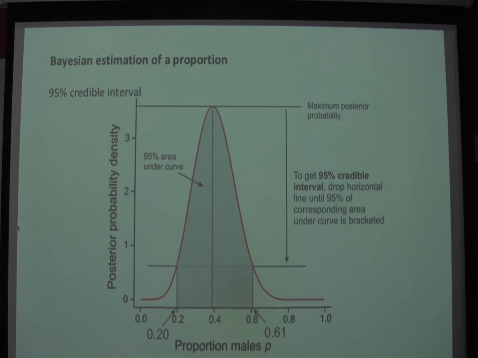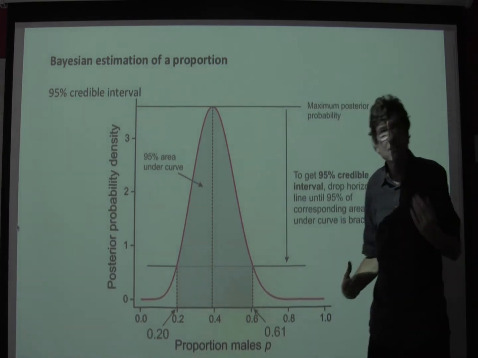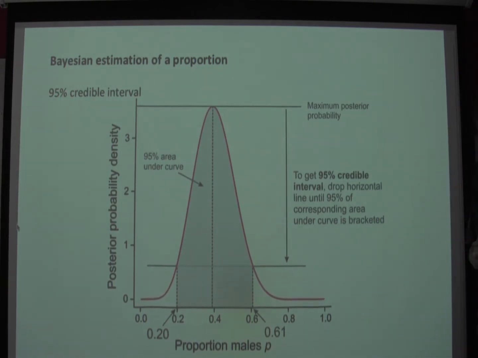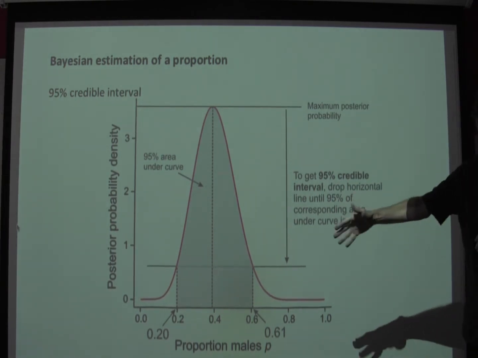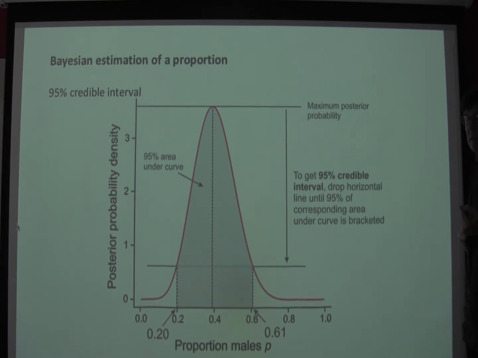95% of our belief falls between this value and this value, and that's our credible interval. So it treats the proportion of males as though it's a random variable with a probability distribution. Even though in nature it's actually fixed, because we're uncertain about it, we model it as though it has a probability distribution based on how much information we have.